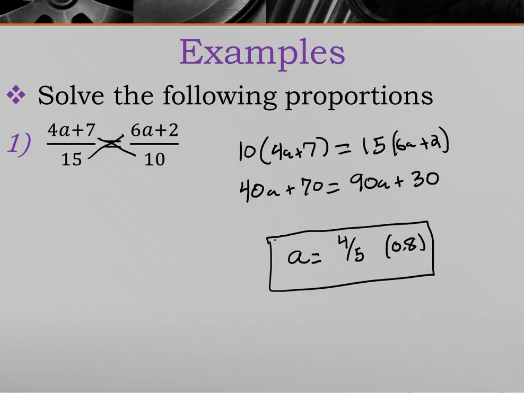So that's the key for all these proportions. You just cross multiply no matter how simple or complex it looks. That's what you want to do.